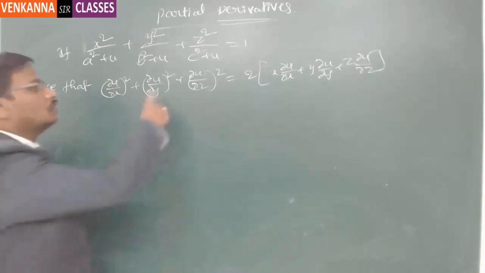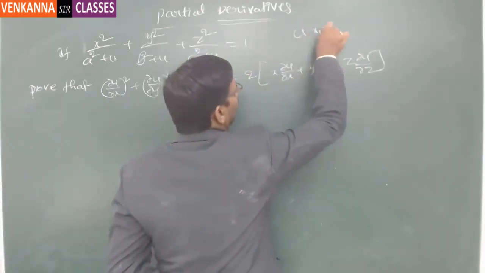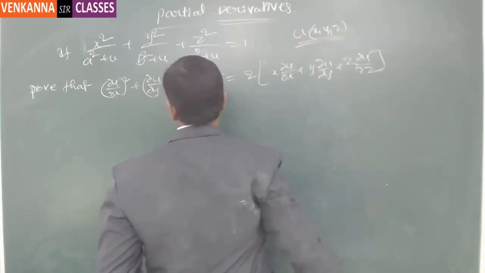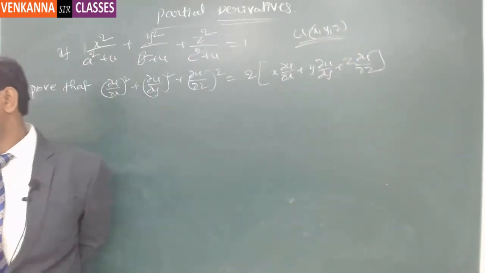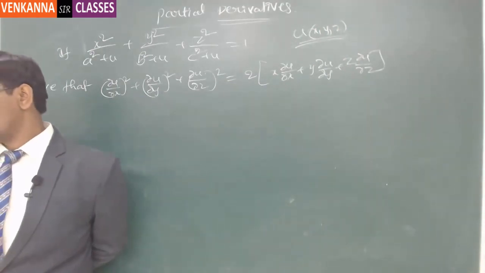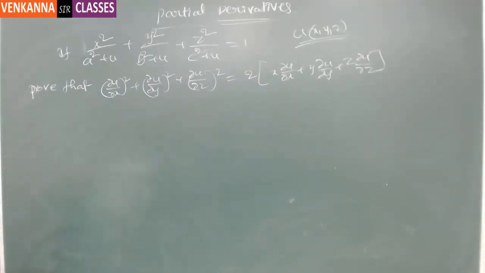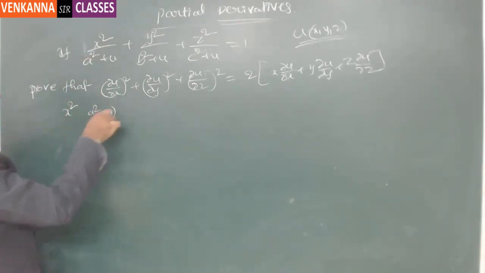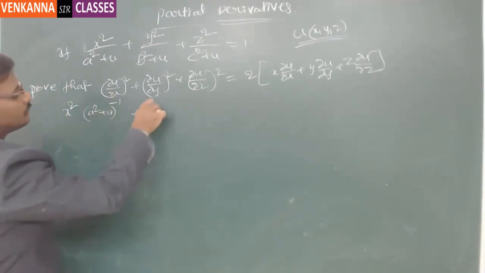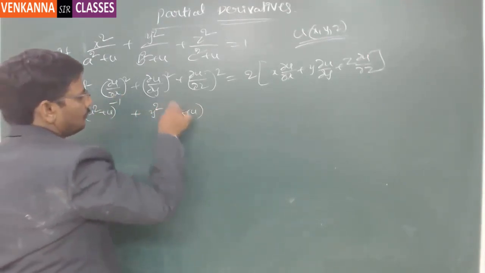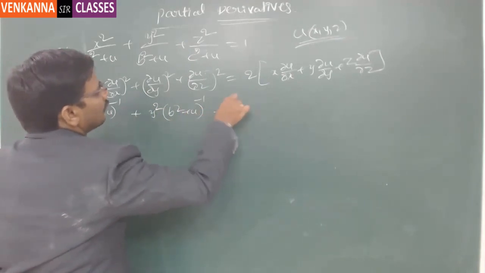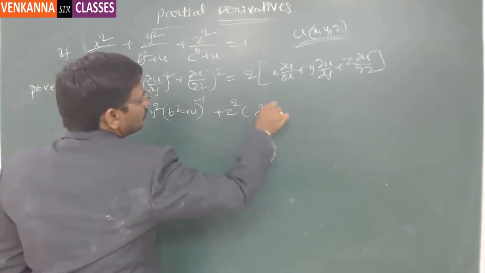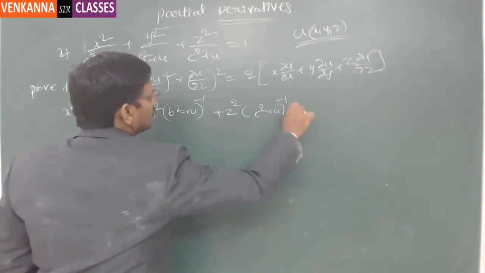So here u may be a function of x, y, z. So that you have to be aware. a, b, c are the constants. Now you solve it. Okay, so let me solve this. See this here. This can be written as x² into (a²+u)^(-1) plus y² into (b²+u)^(-1) plus z² into (c²+u)^(-1) is equal to 1.